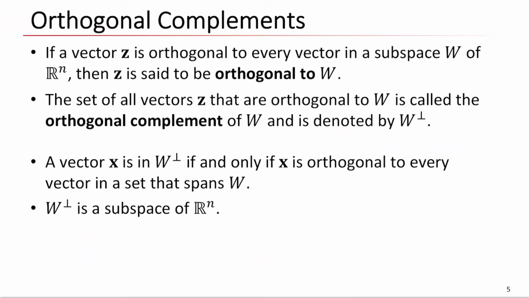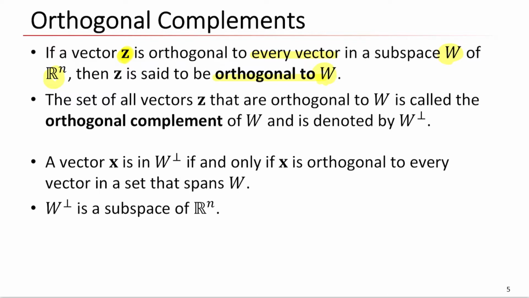Okay, so let me start. Before starting, let's introduce the orthogonal complement. If a vector z is orthogonal to every vector in a subspace W of R^n, then z is said to be orthogonal to W.